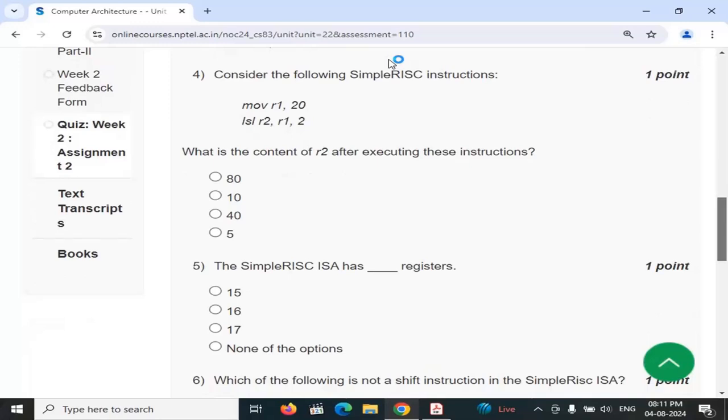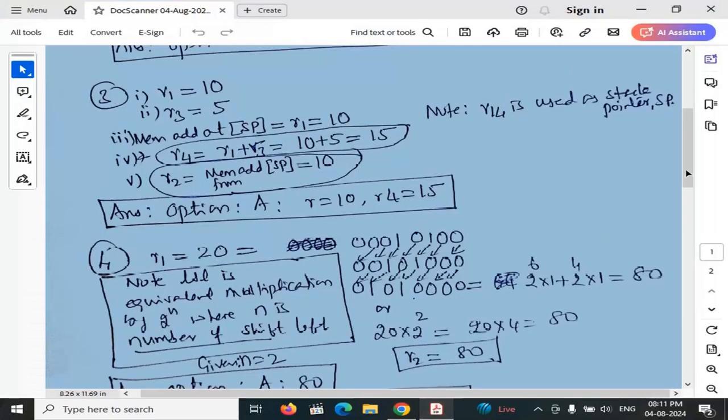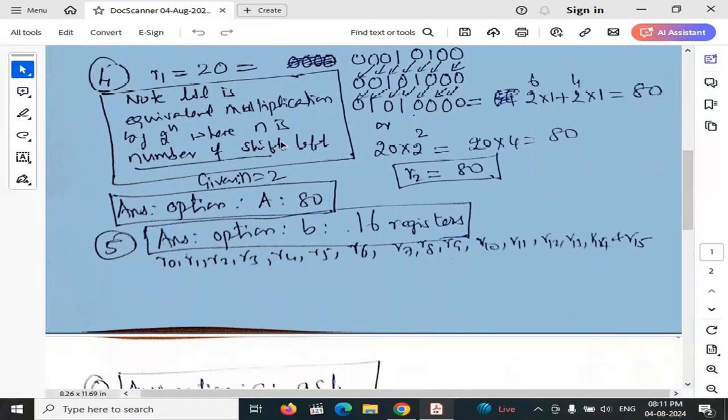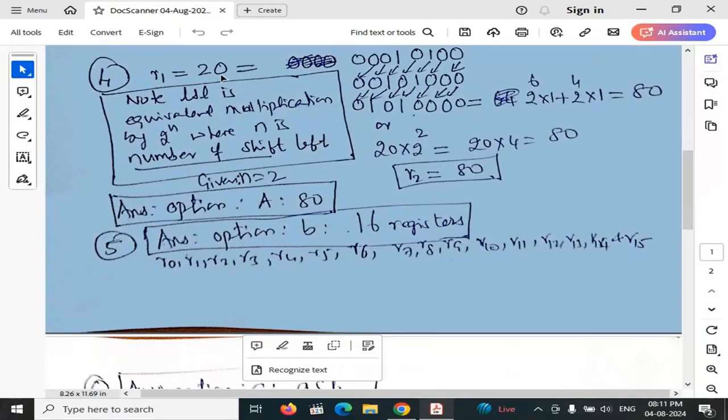Fourth one. Consider the following simple RISC instruction. First is a move instruction with 20, and LSL, logical shift left. So R1 is equal to 20. This is the binary equivalent of 20. This is the first shift, so 20 becomes 40. Then the second shift, towards the left side.